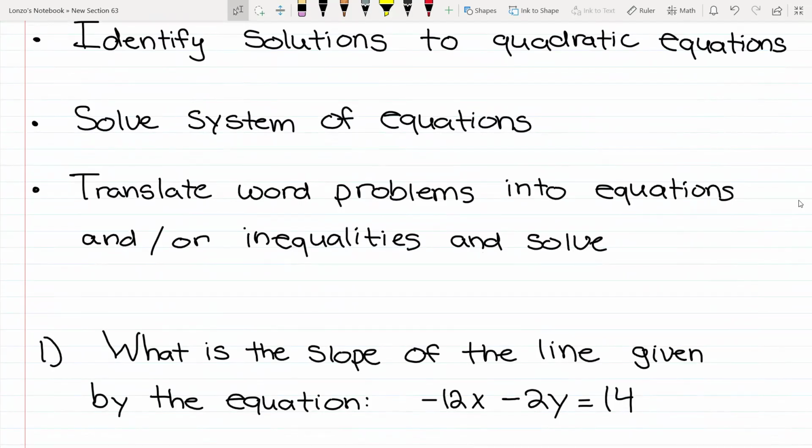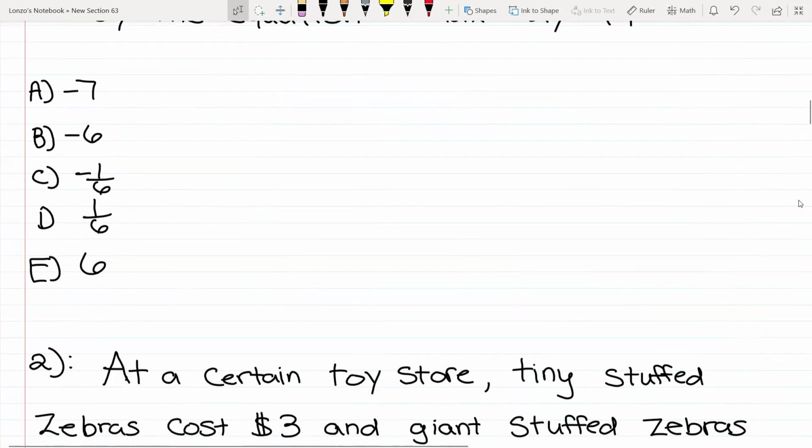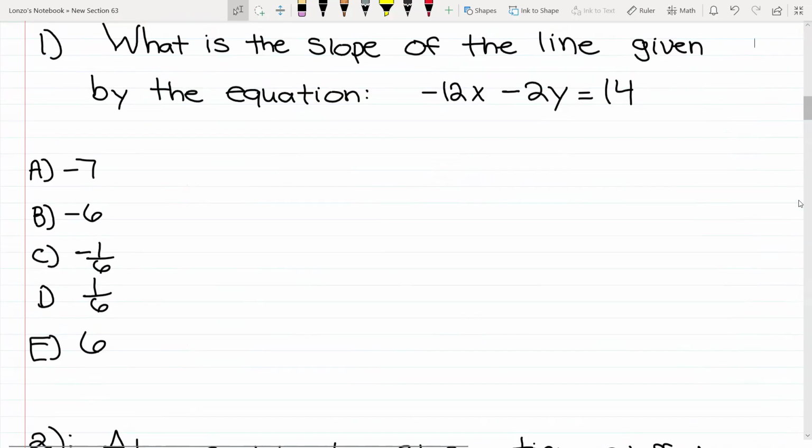Okay, so let's start with question one. Question one says, what is the slope of the line given by the equation negative 12x minus 2y equals 14?